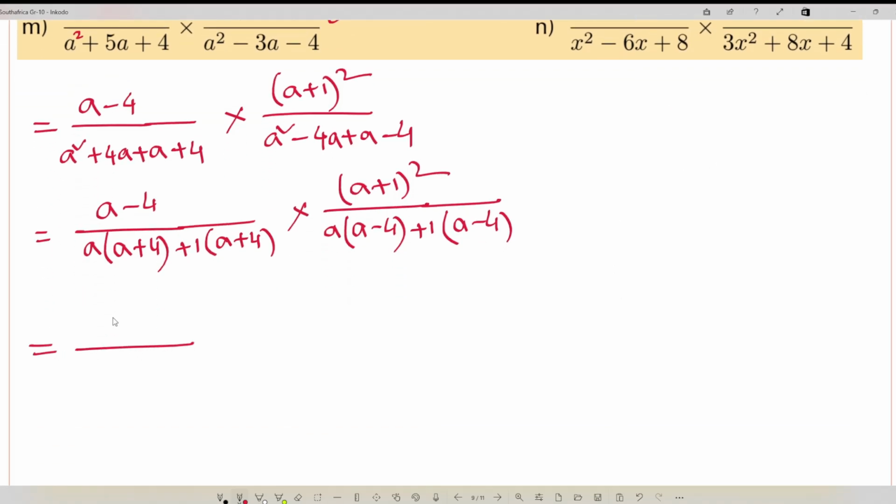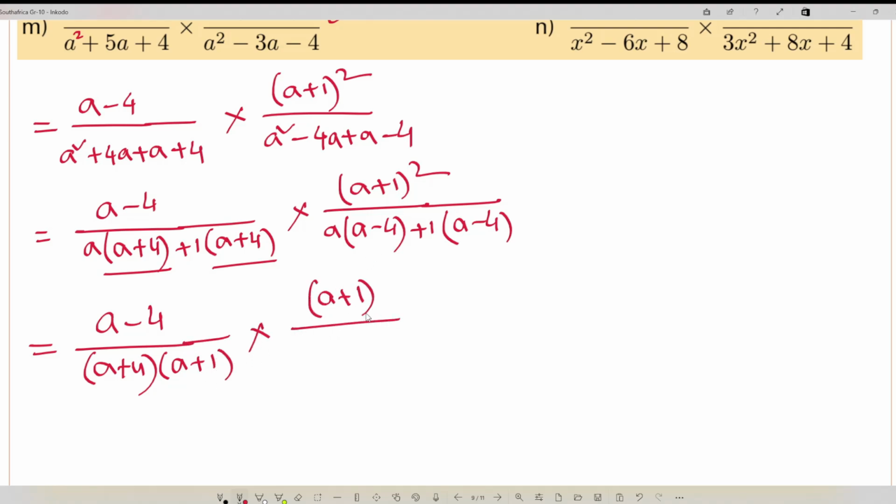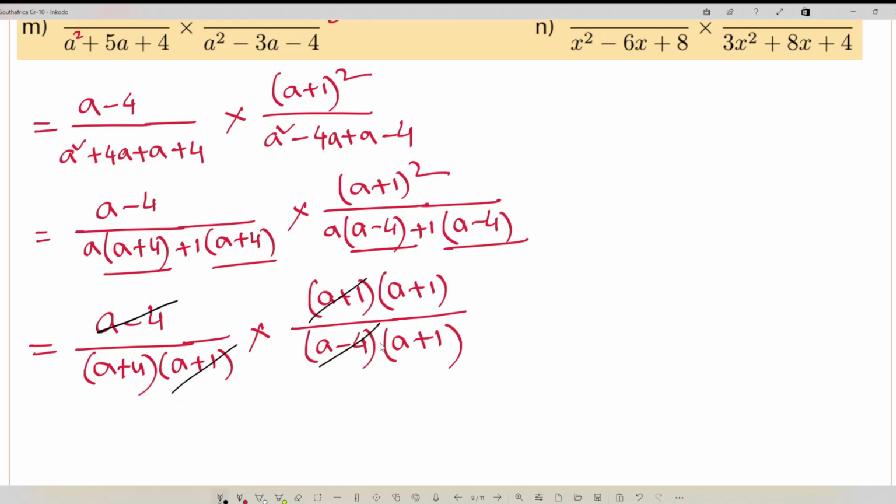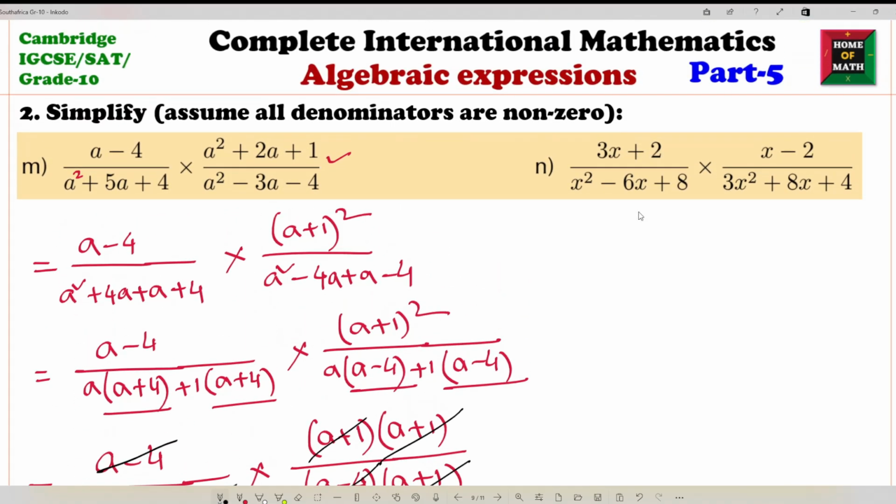Then A minus 4 and A plus 4 cancel, so A plus 1 times A plus 1, divided by the common A minus 4, A minus 4. Now A minus 4 is out, A plus 1 is out, and A plus 1 is out. So our answer is 1 divided by A plus 4. Easily we solved this problem.